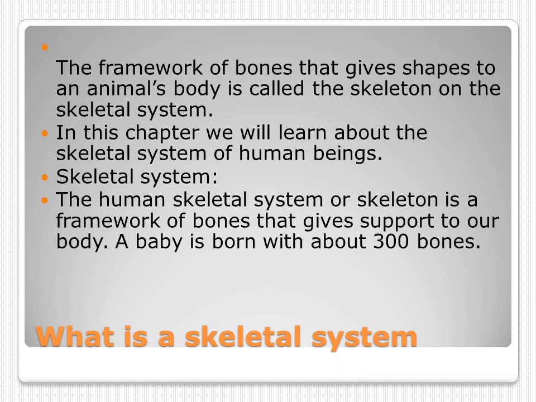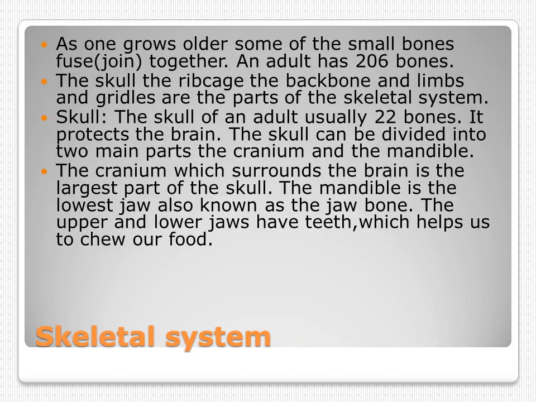When a baby is born, he or she has 300 bones. Then, when they are growing older and older, the small bones fuse together. Fuse means they join together. And now we have 206 bones. So an adult has 206 bones. What forms the skeletal system? The skull, the rib cage, the backbone, and the limbs and girdles. These are all the parts of the skeletal system.